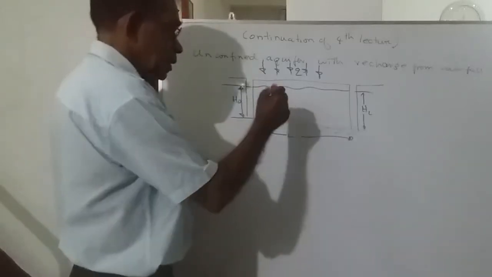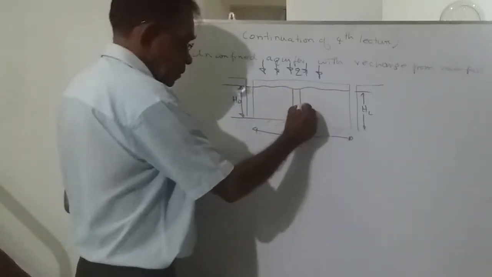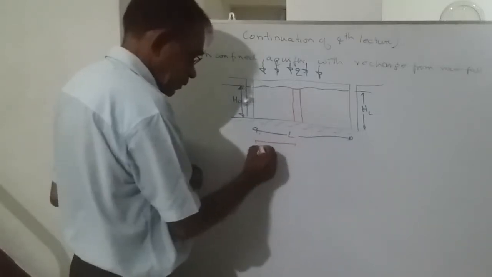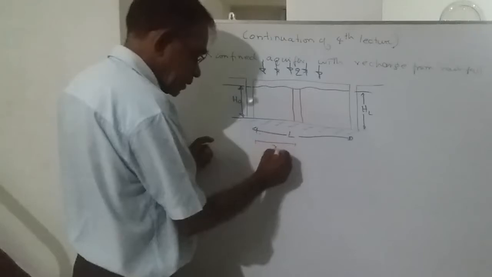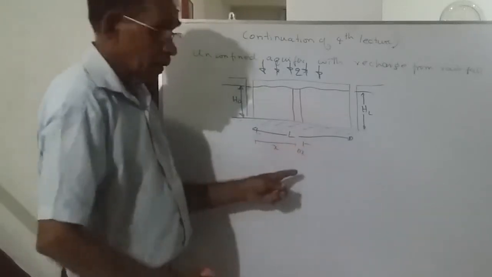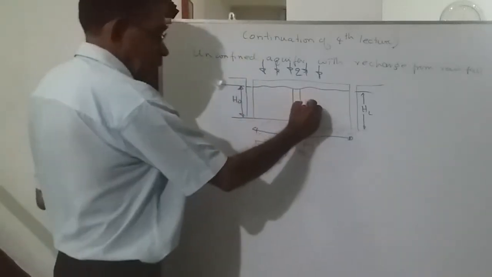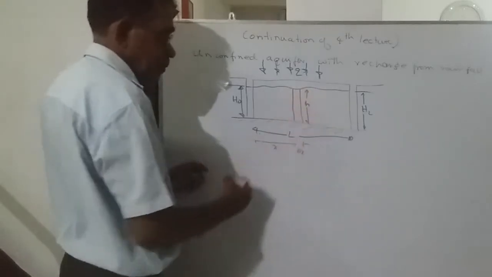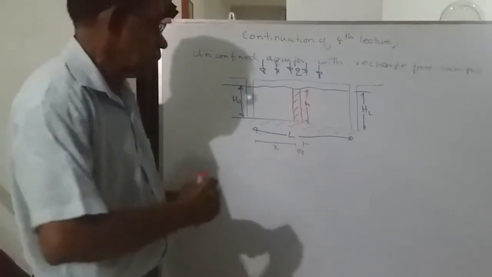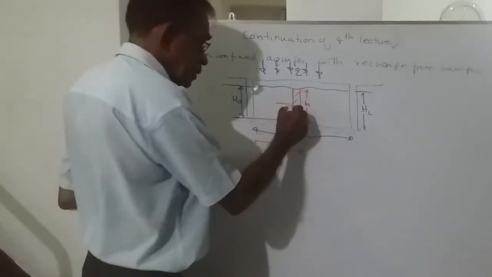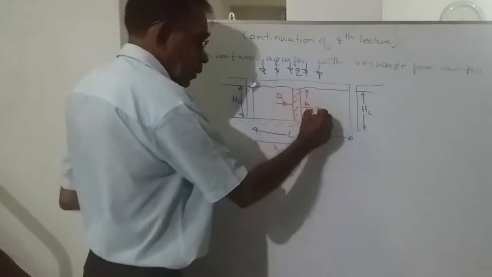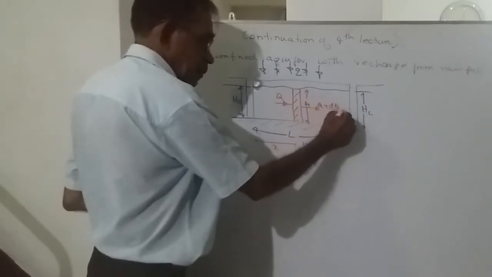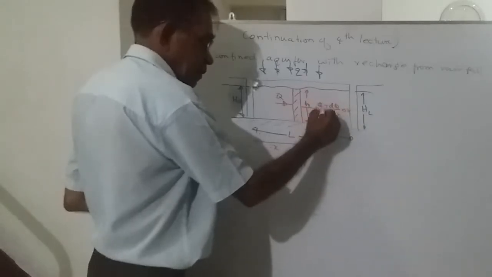We can consider an element of the aquifer at distance x from the first plane here, with thickness delta x. The height of this is a variable, h, and we can consider the inflow and outflow for this. Inflow is equal to Q, outflow is Q plus dQ/dx times delta x.